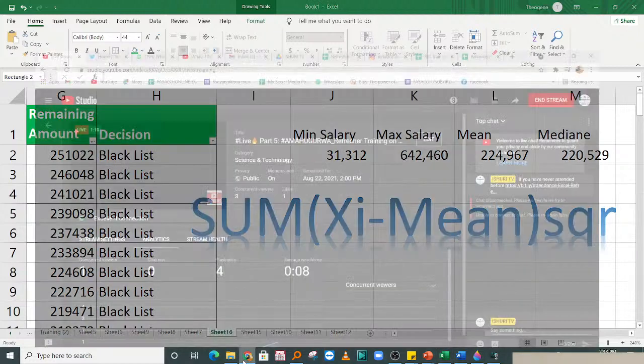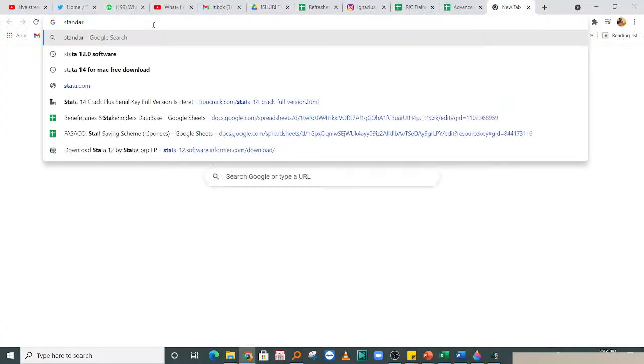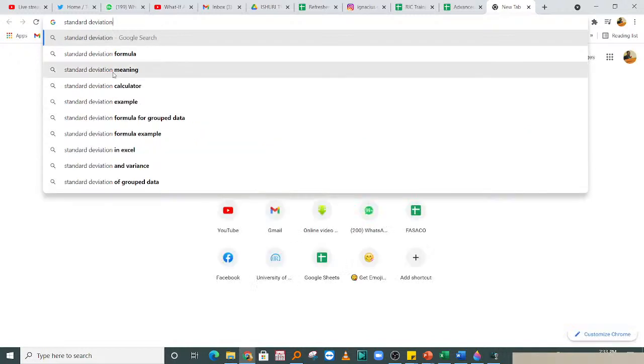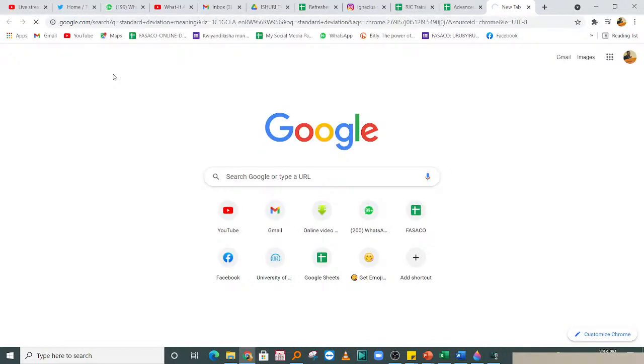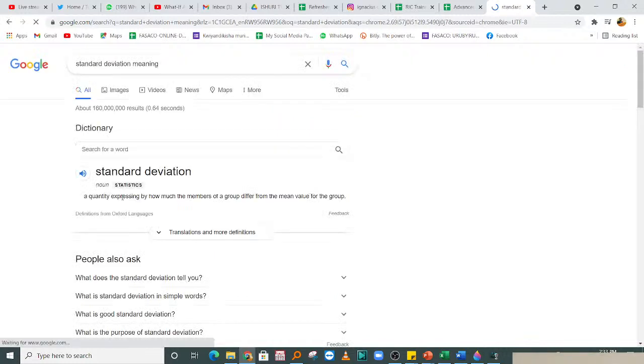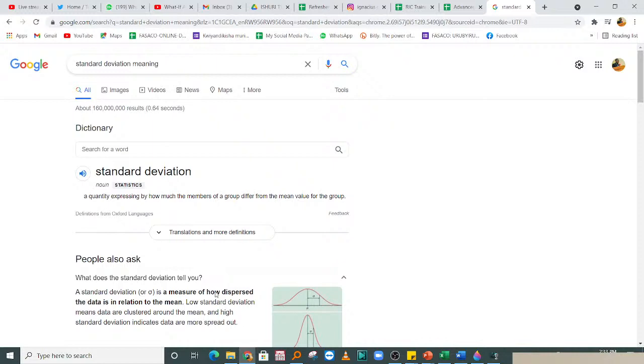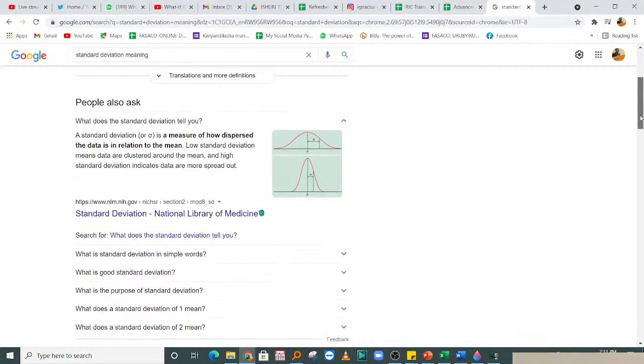If we go, for example, to the internet here and write standard deviation meaning, let's see. Standard deviation is the quantity expressing how much the members of a group differ from the mean of the group. Okay, that's good. But what does it tell us? It is how disparate the data are in relation to the mean. This is what we come to do.